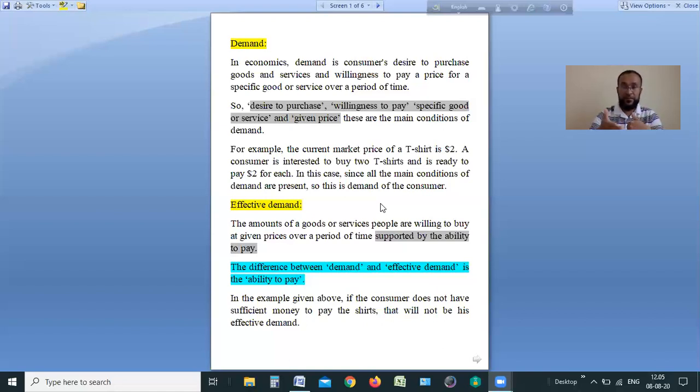So in this example, the specific good is given, a t-shirt, and the price is also given, $2 per shirt, and the consumer has a desire to purchase it and is also willing to pay $2 for each shirt, but he does not have money. So it is not his effective demand; it is demand only. Okay, now let us move to the next topic.